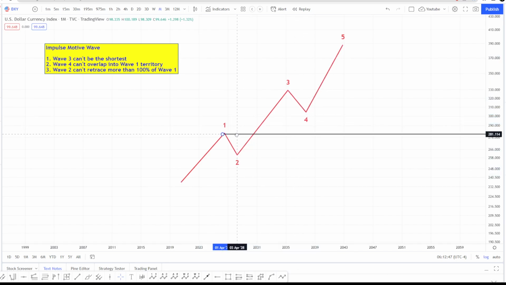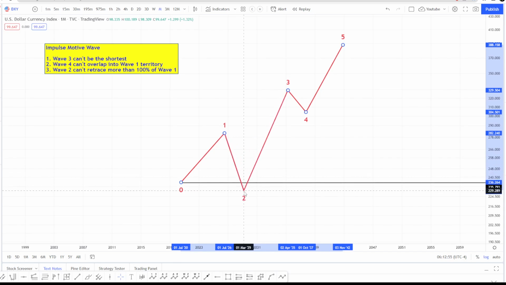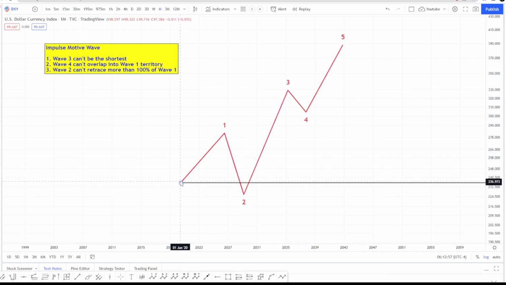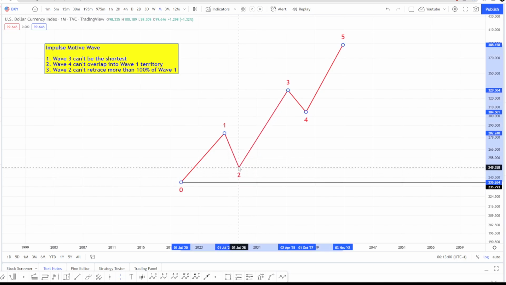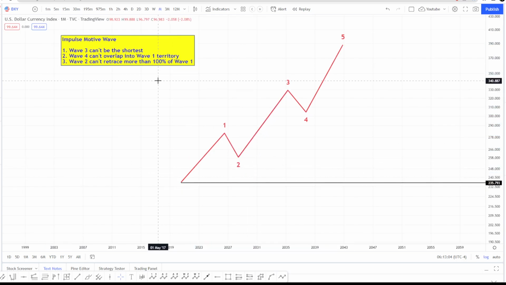And the last rule is that wave 2 is not able to pull back or to retrace more than 100% of wave 1, i.e. it's not able to break the low of the start of the Elliott wave. And those are really the only 3 rules that we need to know for a standard textbook impulsive wave. Later on within this 4-part module, we will be looking at ending diagonals and leading diagonals.